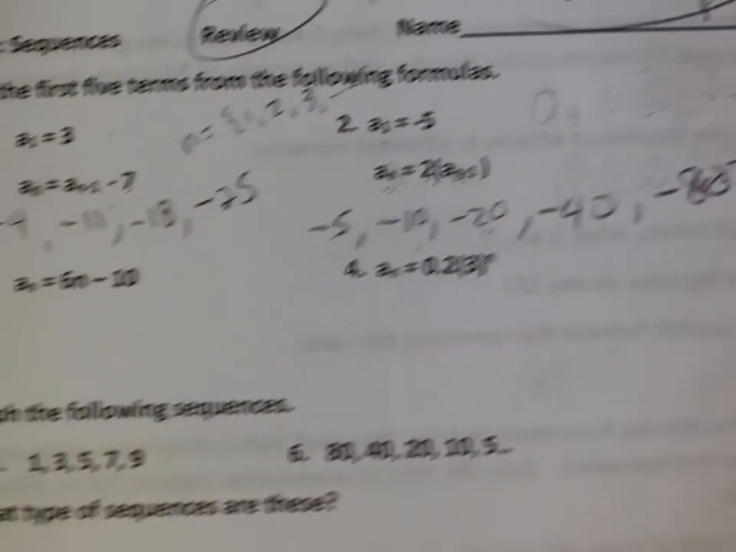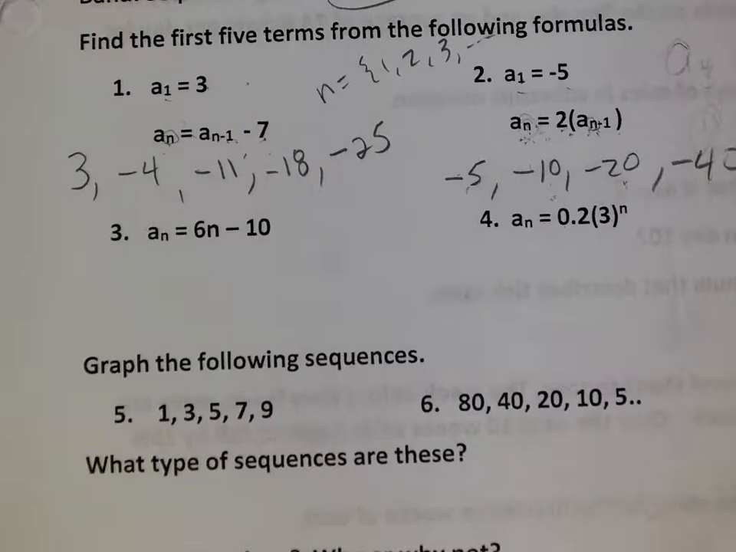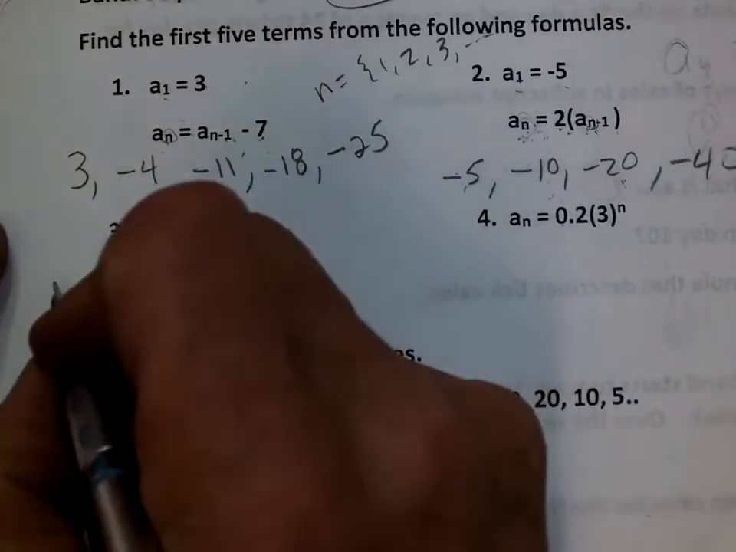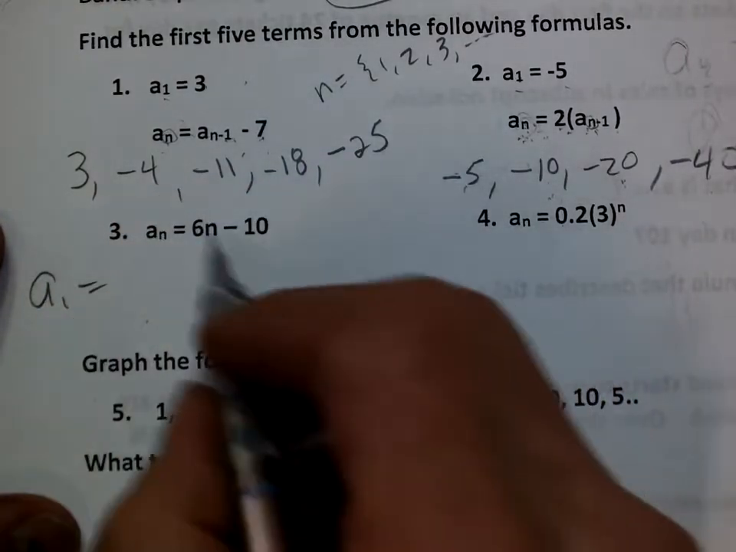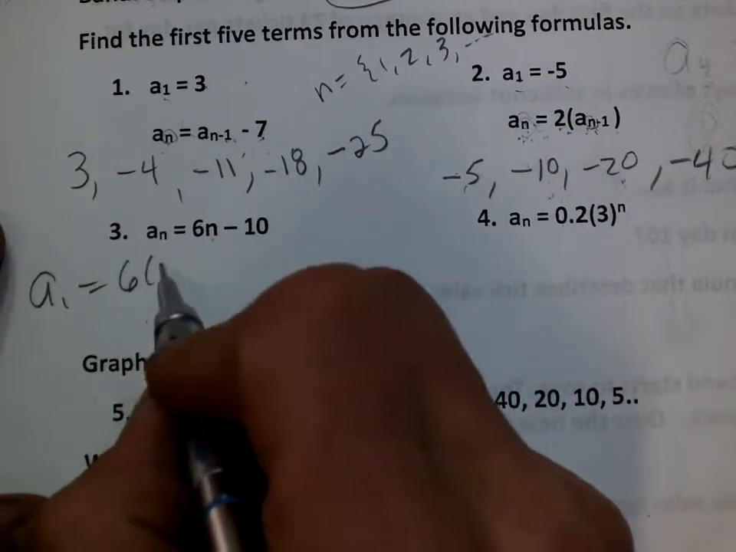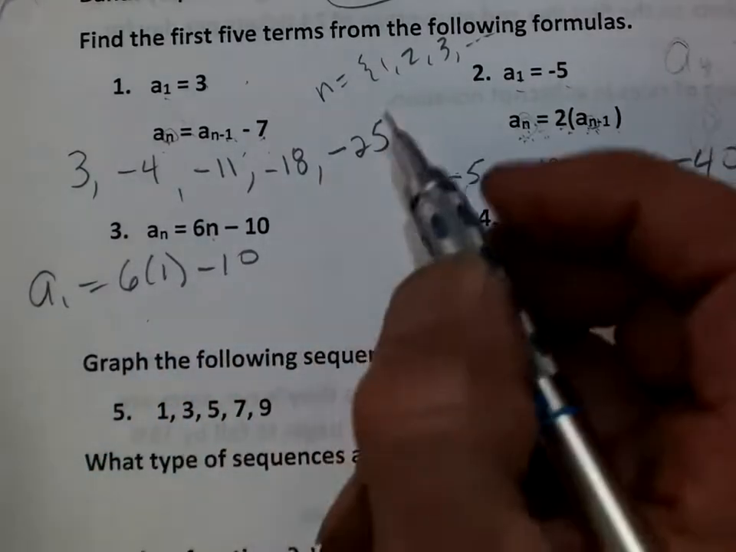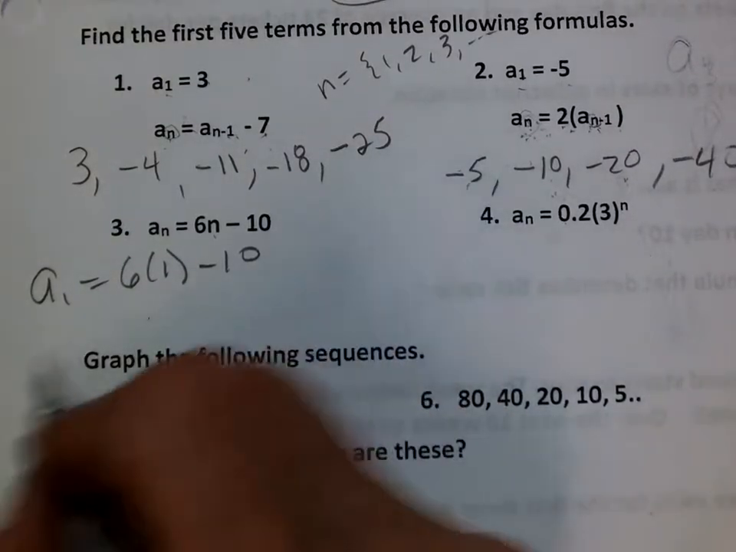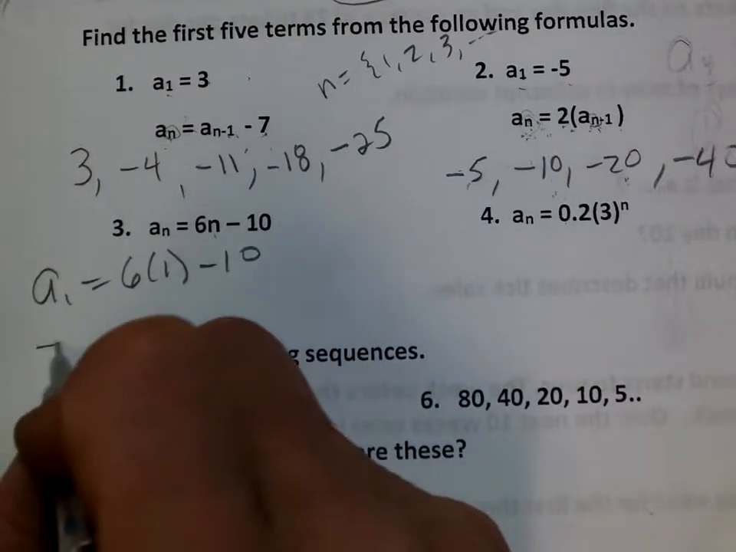Okay? Now, for 3 and 4, it's in explicit form, which is so much easier. It's in explicit form. It's recursive form that's the difficult one. Okay? So again, let's find A1. So A1 would be made by 6 times 1 minus 10, right? So that's negative 4. So A1 is negative 4, okay?